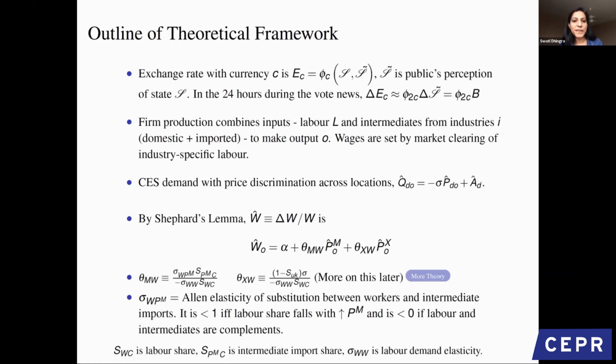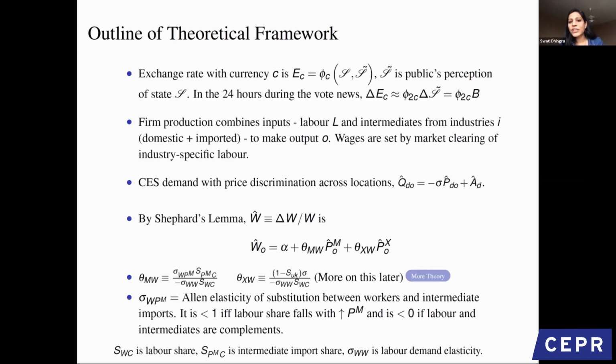So I promised myself I wouldn't spend more than 2 minutes on this, and that's exactly what I hope to do. But just so that you can fix ideas and know how to interpret the estimates that I'm going to show you, I want to give you a very broad outline of a very standard textbook trade model where you would be able to generate these effects. So let's think of the exchange rate with currency C. If you think of this as the euro, then what this is saying is that the euro pound exchange rate is determined by some function of the state of the world S and people's expectations of the state of the world, S tilde.